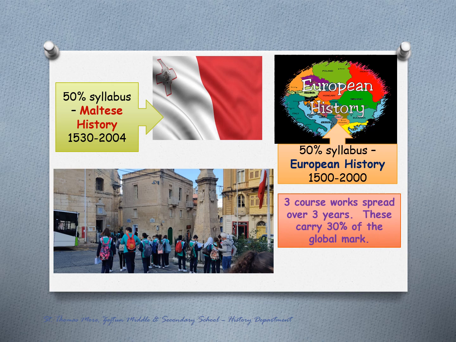The students will also have to work three courseworks spreading over 3 years, year 9, year 10, year 11, and these courseworks carry 30% of the global mark. In year 11, when students will sit for the SEC exam, they will be having a written exam paper as well, which carries 70 marks, and these 70 marks will add up the 30 marks from the three courseworks.